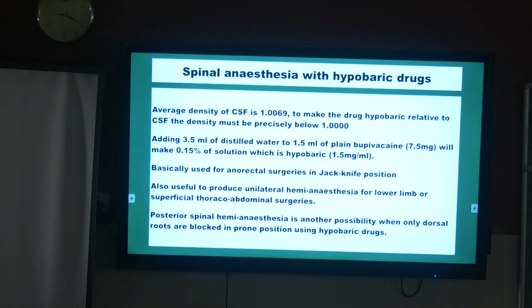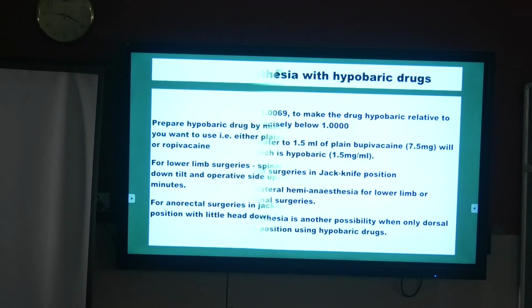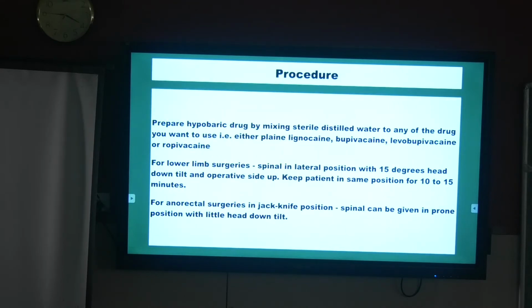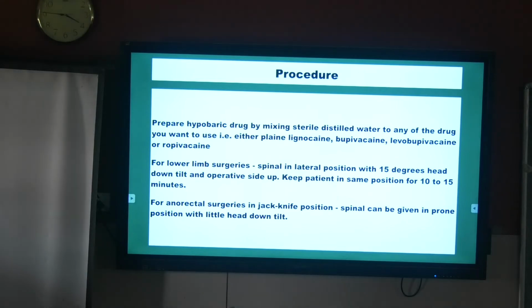I have done simple mastectomy even under this hypobaric drug, unilateral anesthesia, but the effect is very short-lived and there is some sparing of motor power. So it is useful for only high-risk cases of short duration. As I already told you, posterior spinal hemianesthesia is another possibility. You need to prepare hypobaric drugs by mixing sterile distilled water. It's also useful for lower limb surgeries, as we have already demonstrated, so I won't go into detail.